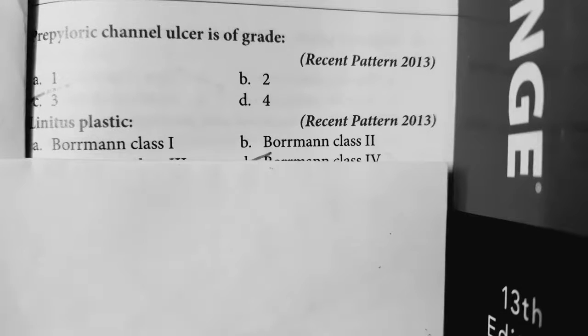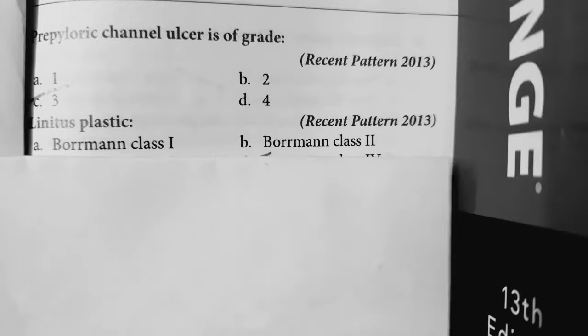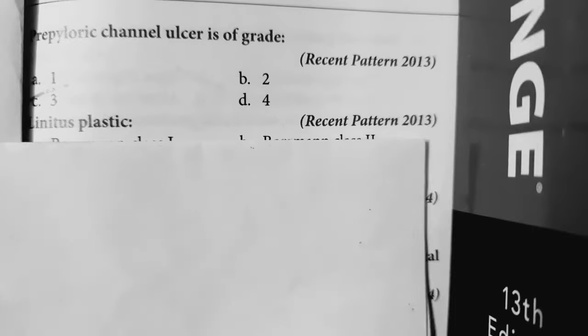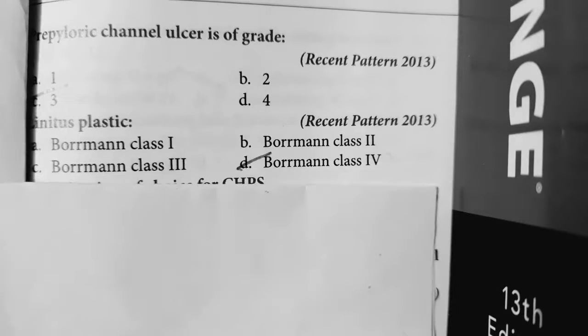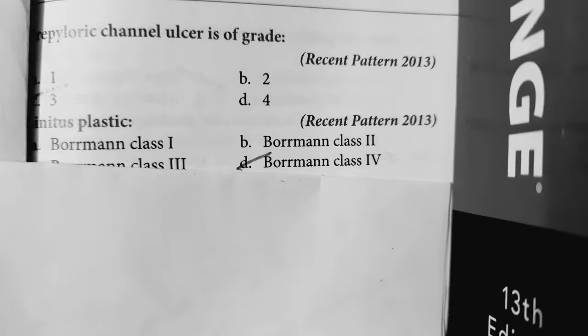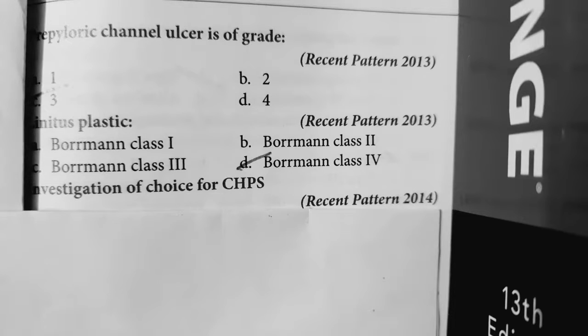Then question number 2. Linitis plastica is Borrmann class 4 classification. I have already explained classifications in a separate lecture. Please watch that playlist once. Okay.